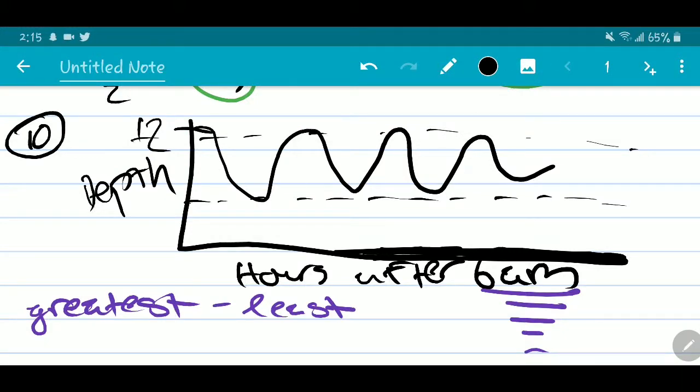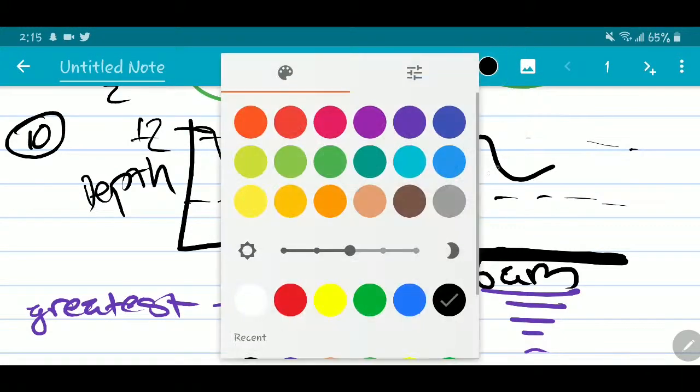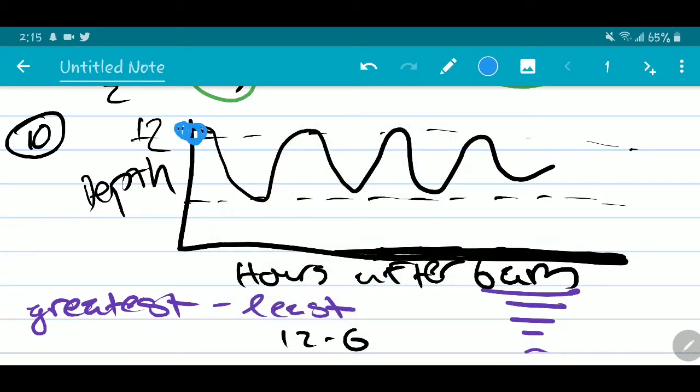So it's basically a 12 minus 6, 12 up here, 12 up here, and 6 right here. 12 minus 6, which equals 6. And this is our answer choice. Which answer choice? G. Answer choice G.